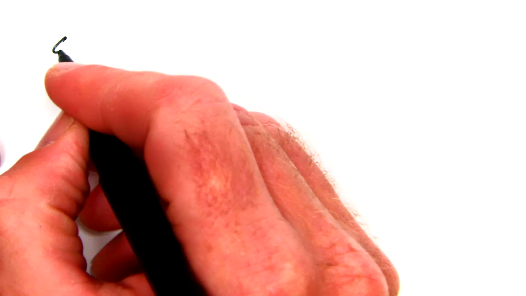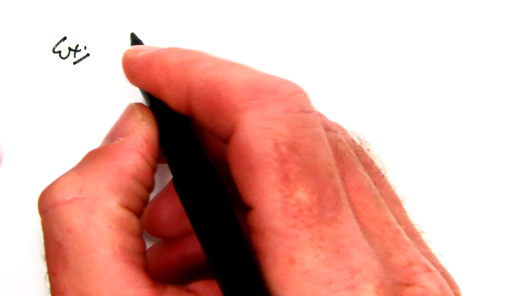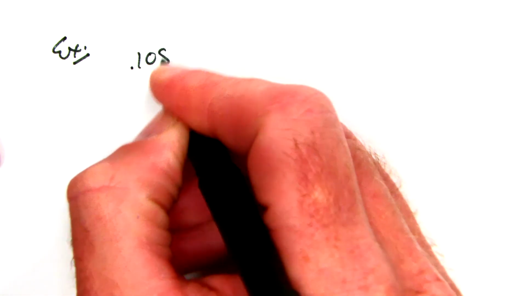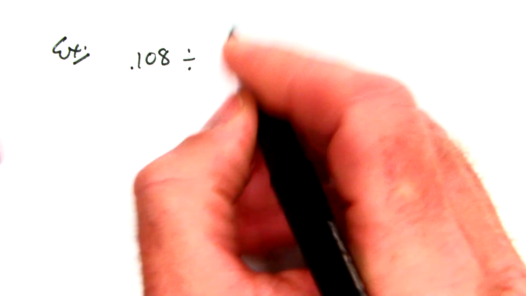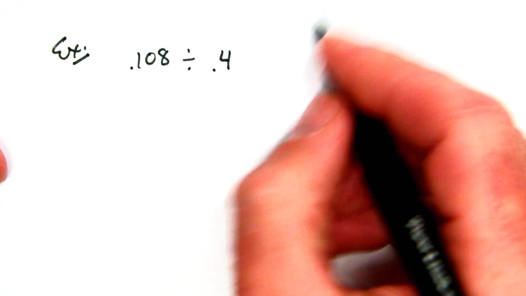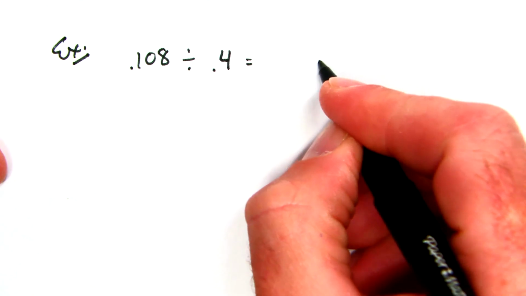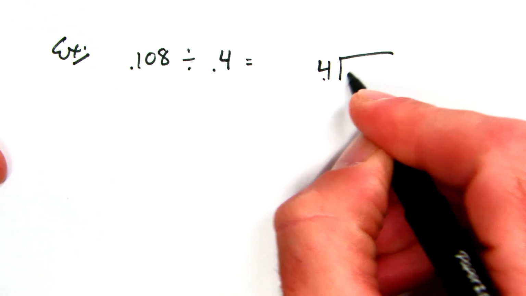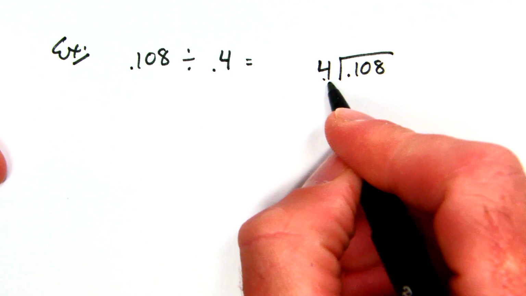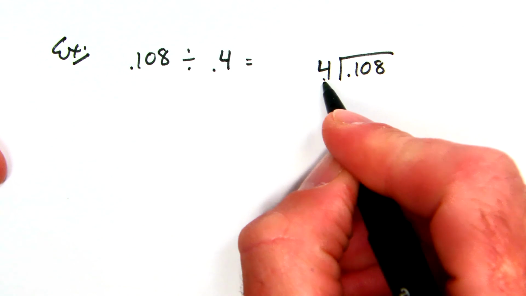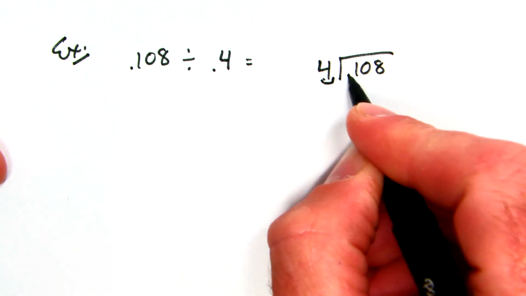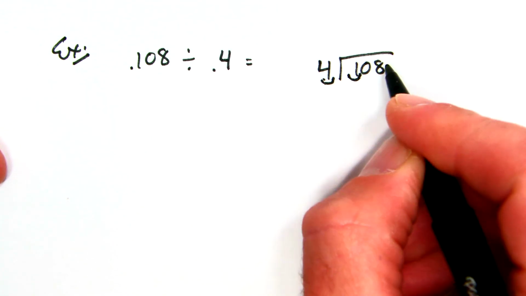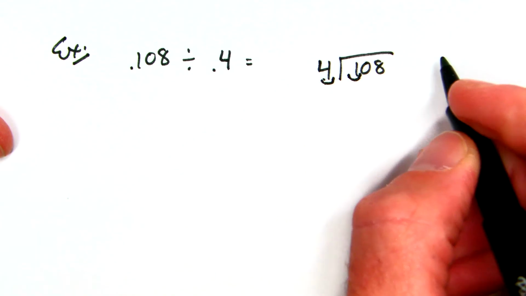Let's do another example here. So let's go 108 thousandths, and instead of dividing by 4, let's divide by 4/10. So let's set it up in our bracket. And now we have to make this 4/10 a whole number by moving the decimal once. So here we move it once. And then everything works the same as it did before.